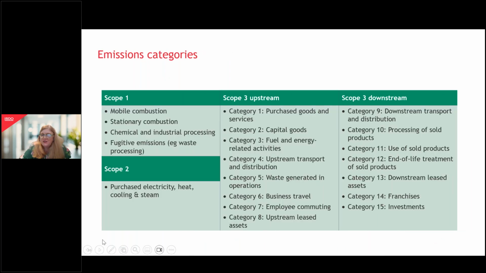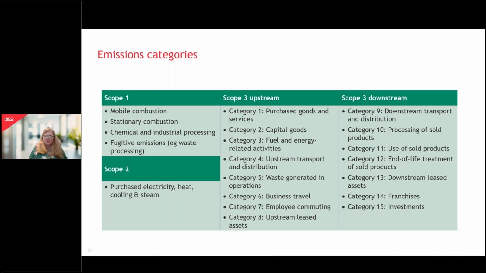Now, once you've done your baseline footprint, and to make sure you haven't missed anything, I would do it across all these categories. So basically, you can see in total there's 20 categories. Because in scope 1, we've got the 4 categories: mobile combustion, stationary combustion, chemical and industrial processing, and fugitive emissions. Then in scope 2, we've got purchased electricity, heat, cooling, and steam. So that's another category. And then in scope 3, we've got 8 upstream categories and 7 downstream categories.